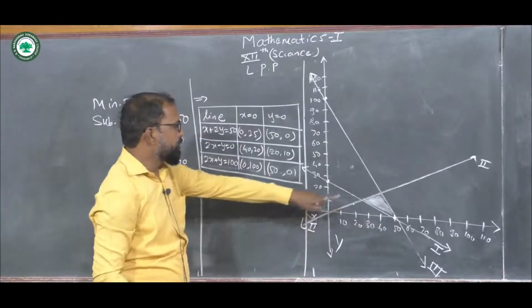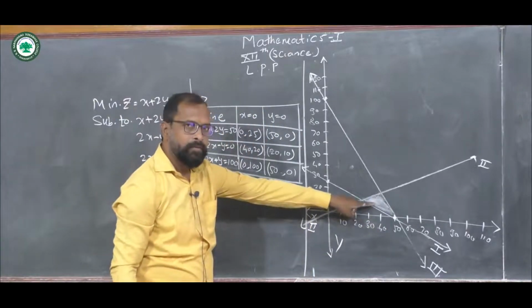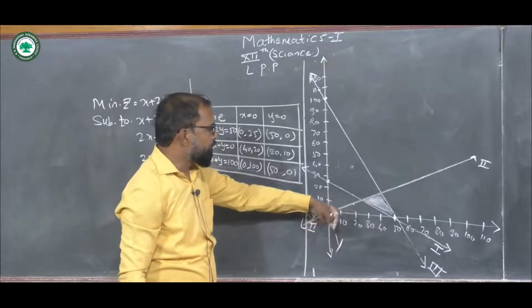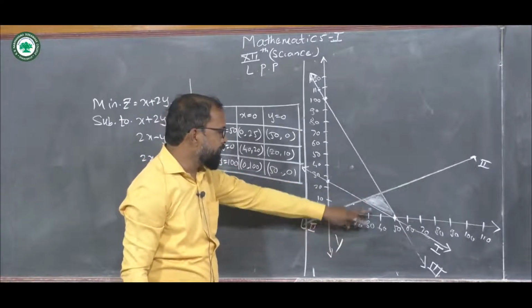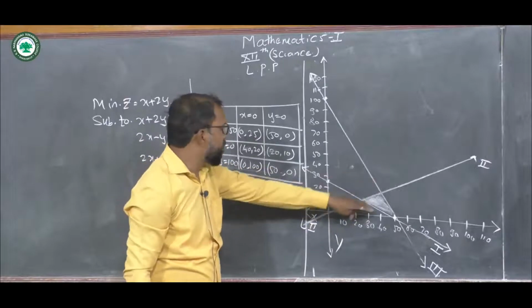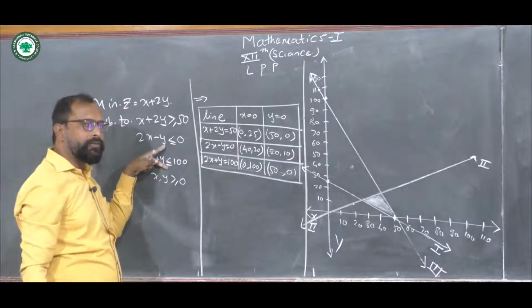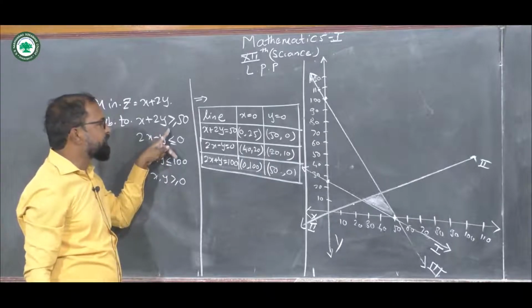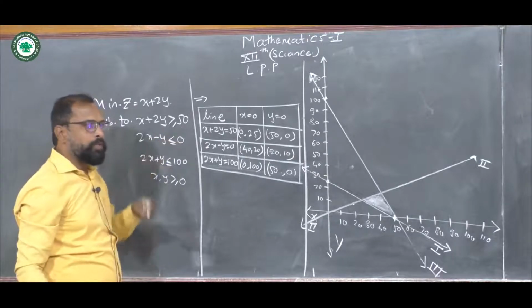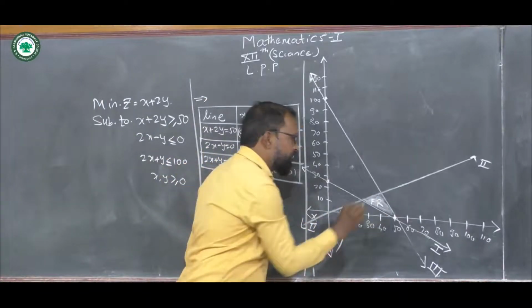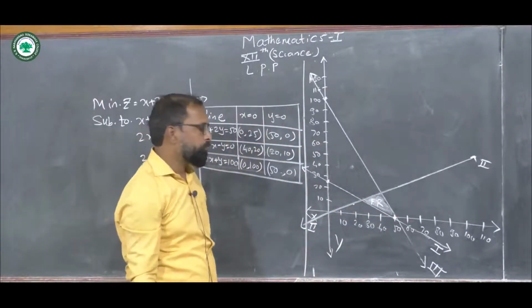Observe here, it is above the first line, opposite to the origin side, and below the second line and below the third line, because for the second and third the constraints are of the type less than or equal to, and for the first it is greater than or equal to. Now this triangle is the feasible region.